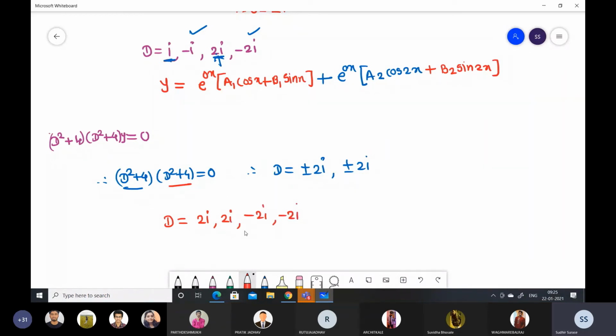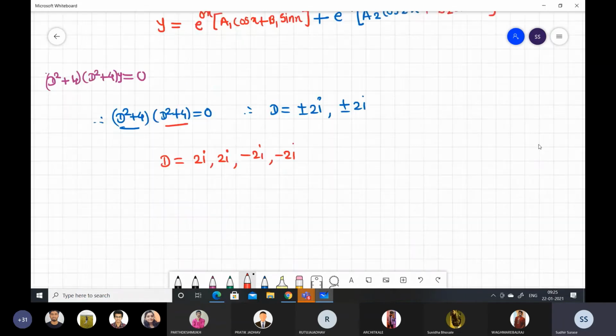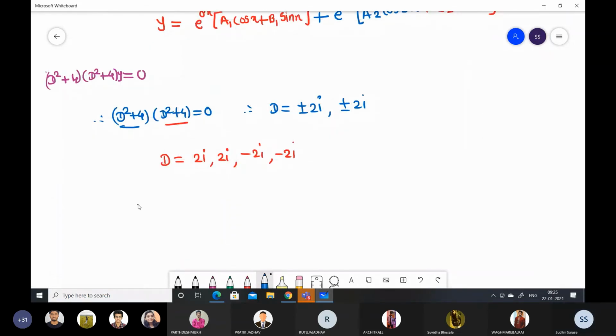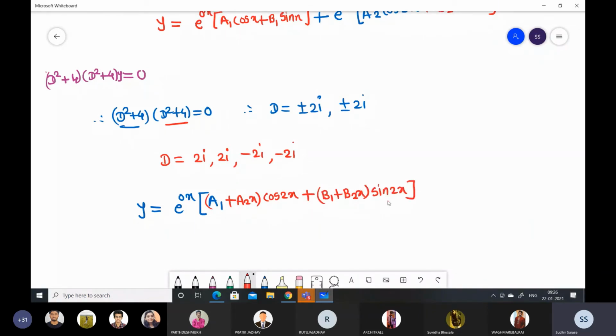And then in this case we have to do a little adjustment in the solution. So y is equal to, identify the real part, again it is 0, so e to the power 0x in bracket, a1. Now roots are repeated, therefore a1 plus a2x, and now the cosine term cos 2x, plus b1 plus b2x, and now the sine term sine 2x. So this is the solution in case of repeated roots. I hope you understand all the 4 cases.